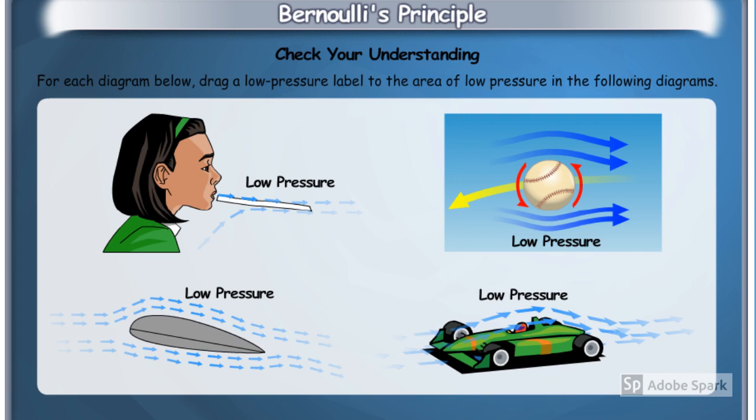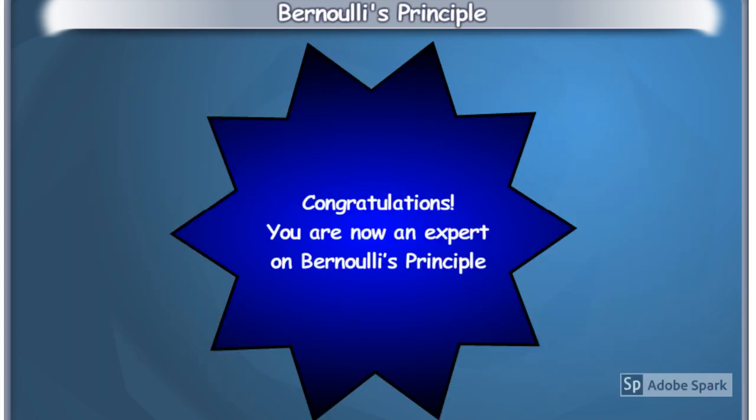Check your understanding. In each diagram below, the area of low pressure has been labeled. Congratulations! You are now an expert on Bernoulli's principle.